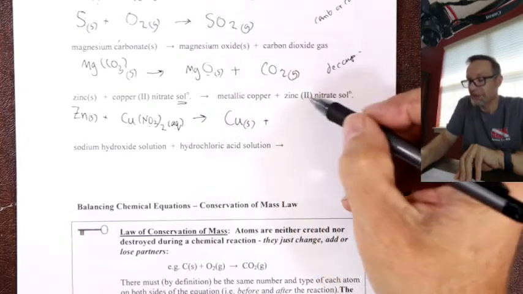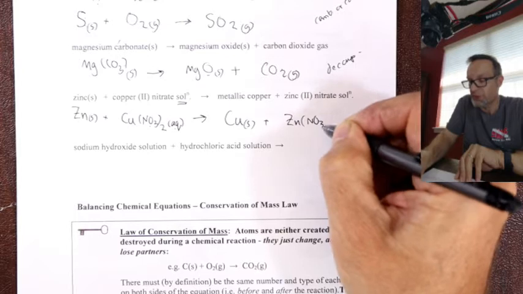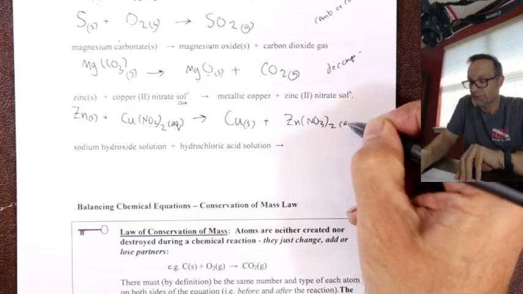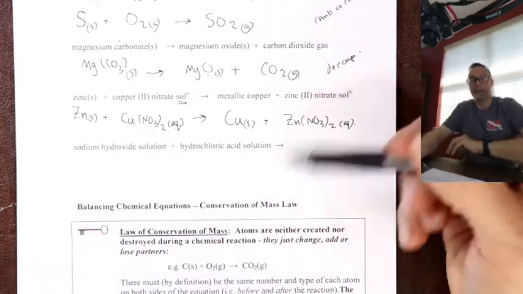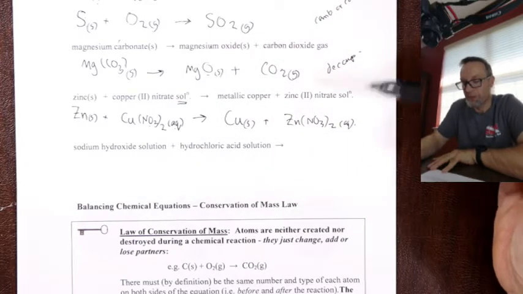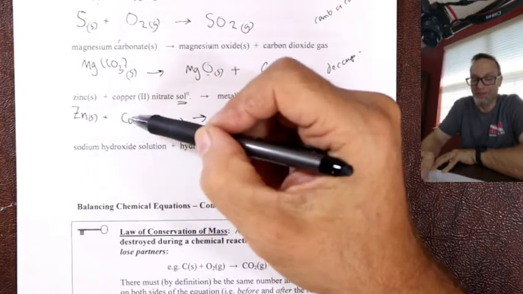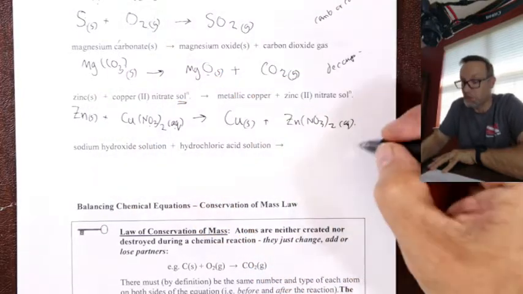Plus, now zinc 2 nitrate, so zinc is a +2, nitrate's a -1, so we need 2 of them, solution, okay? Now if we count the atoms both sides, it's again self-balancing. We'll get more into balancing in a moment, but we're good. That's a jock, nerd, cheerleader. It's a single replacement.